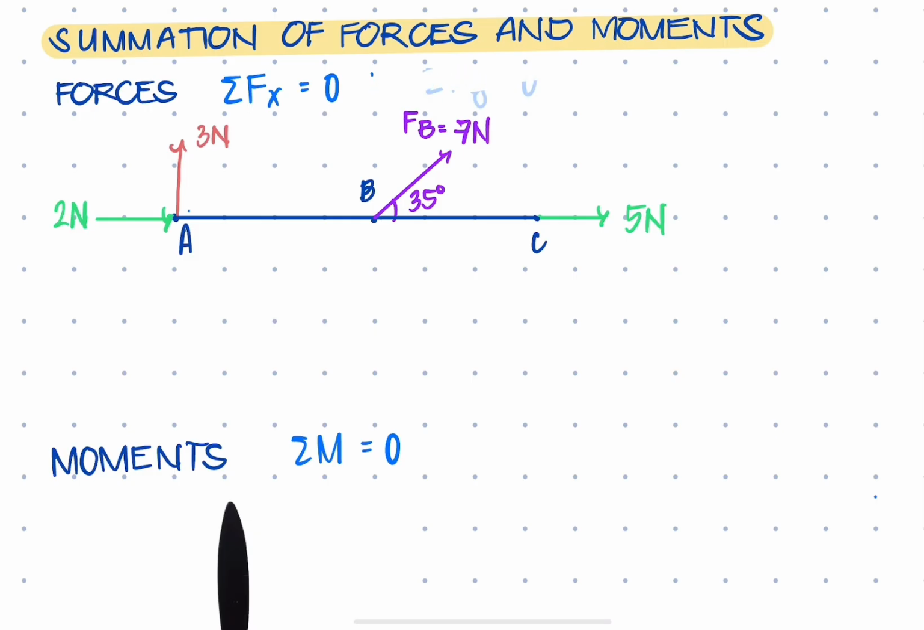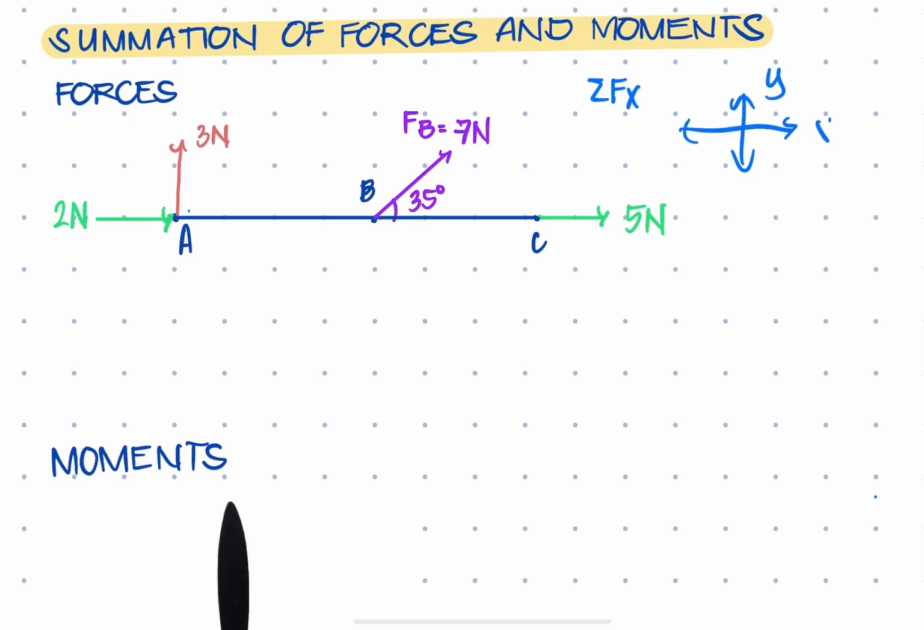So let's try to write the summation of forces equation for this rigid body, body ABC. Okay? Pagka sinabi nating summation of forces along x, ibig sabihin lang nun, i-add natin lahat ng forces na nag-act along the x-axis. So, di ba? Ganyan. Ito yung x-axis natin. All of the forces that act along the horizontal plane. So may nakikita tayo dito, meron tayong 2 newtons at 5 newtons.